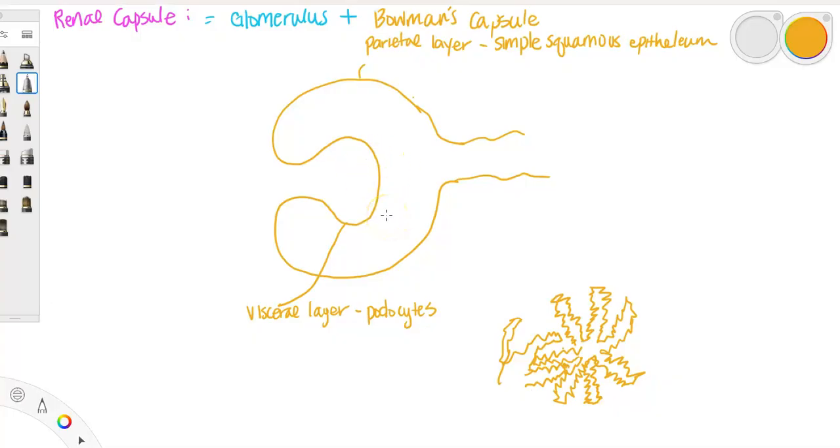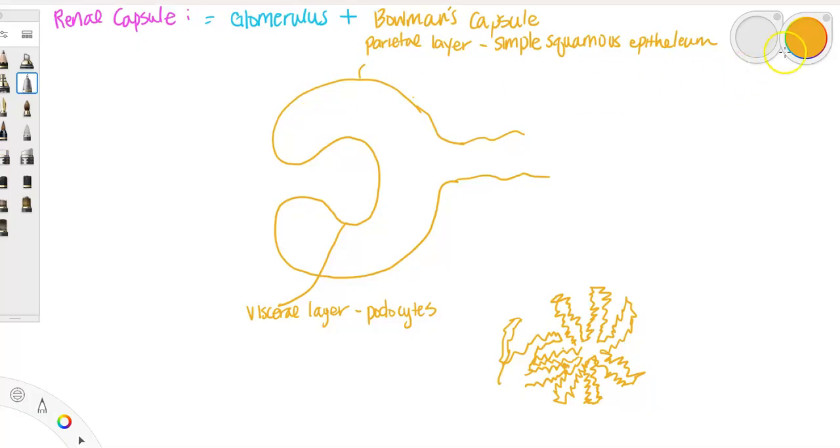And it allows for basically filtration. The capillaries here are fenestrated, so they're leaky, and this allows the filtration of the stuff to come through. Anyway, so podocytes are what are going to line the visceral layer of Bowman's capsule.